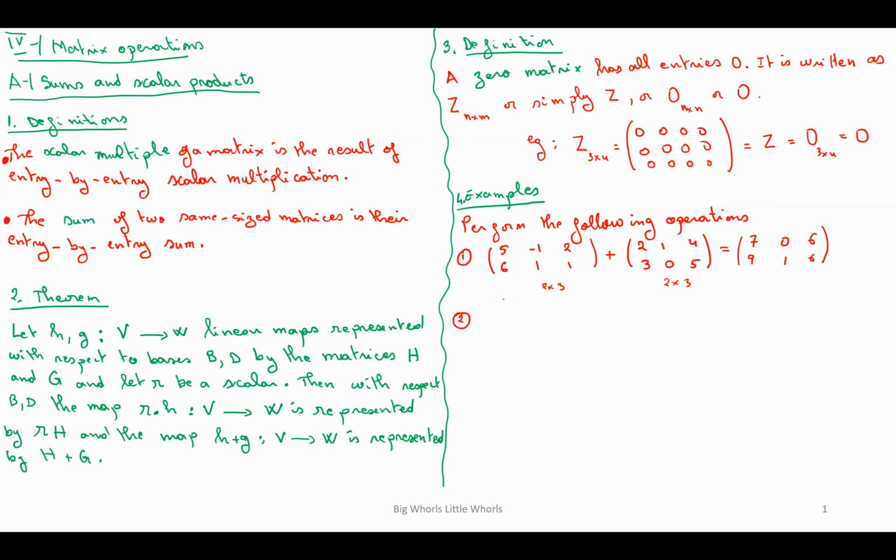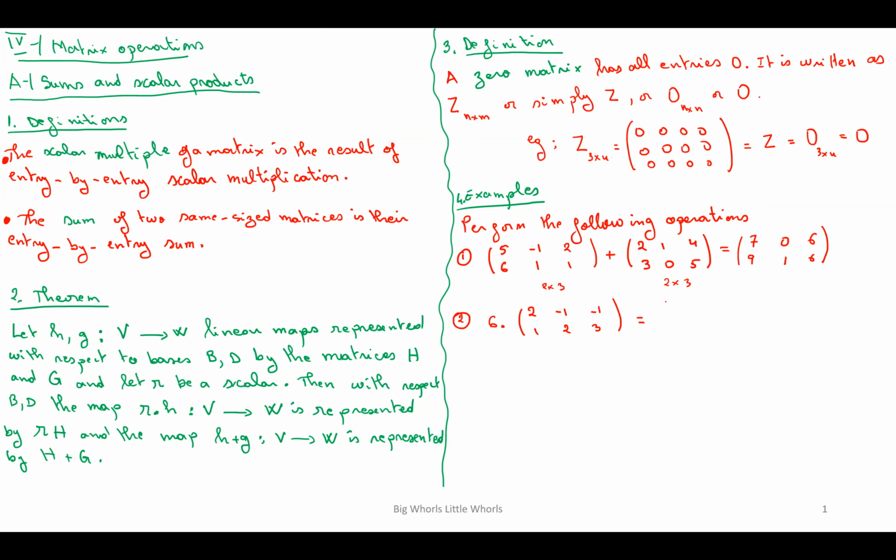Let's have a look at the following operation. That was the sum of 2 matrices. Let's do the scalar product. So 6 multiplied by 2, minus 1, minus 1, 1, 2, 3. Let's have a look at the definition. It says that the scalar multiple or product of a matrix is the result of entry by entry scalar multiplication. And here it didn't say anything about the size of the matrix. We just do entry by entry scalar multiplication.